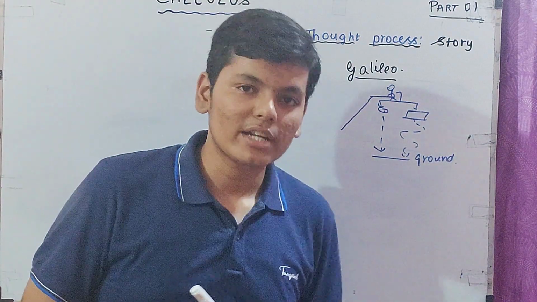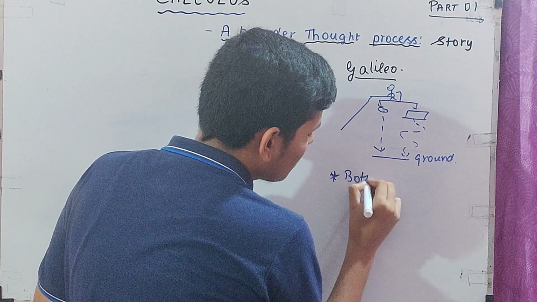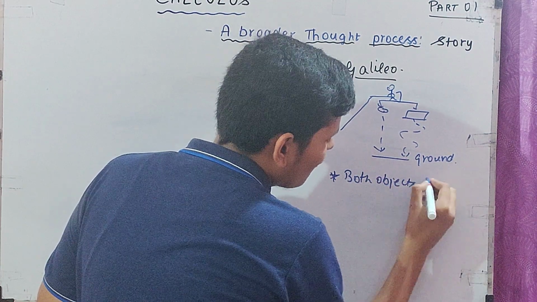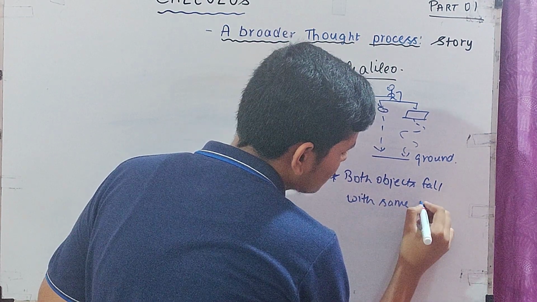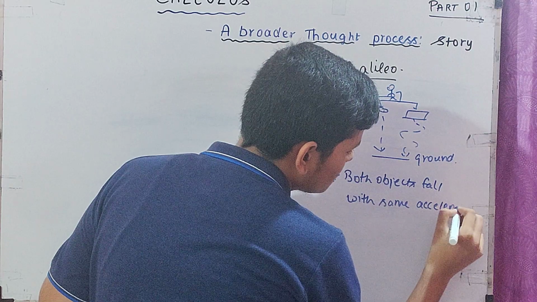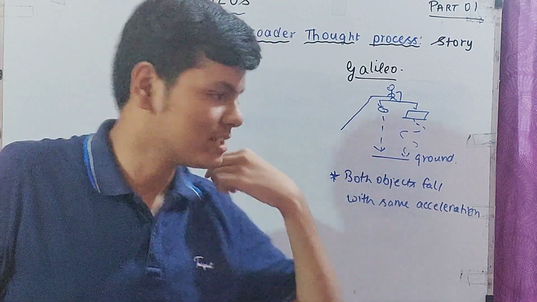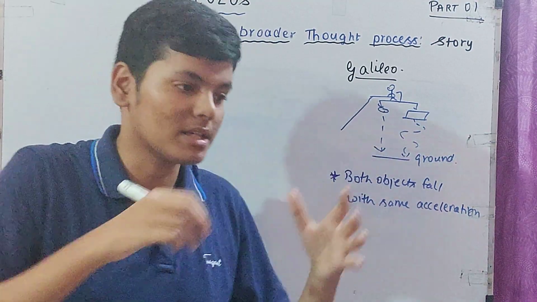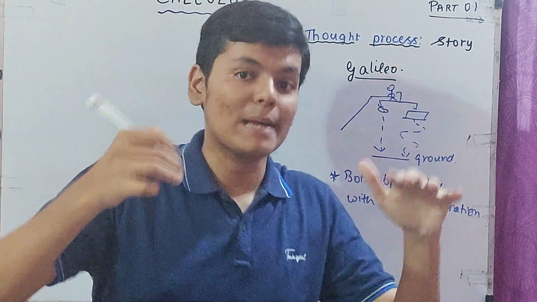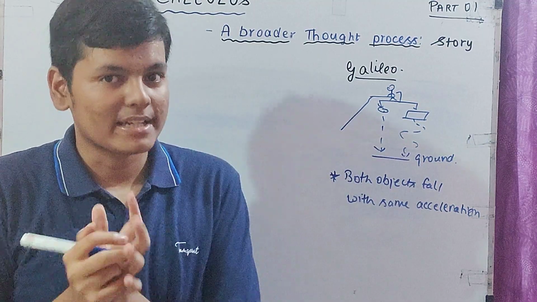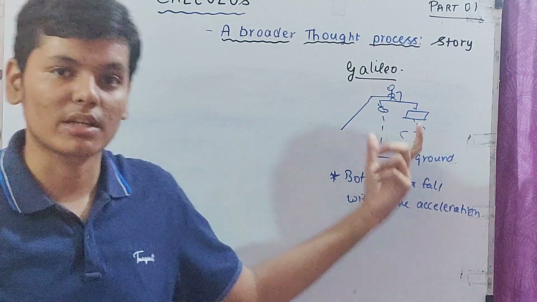Now what Galileo wanted to say is that both of these objects fall with the same acceleration. He said that both of these objects will fall with the same acceleration. It may be either a coin or a small 1 gram rock or a 10 kilogram iron block. Both of them will fall with the same acceleration. Obviously at that time no one would have believed him because they were seeing the reality as something else. They were seeing that the coin reaches the ground first.